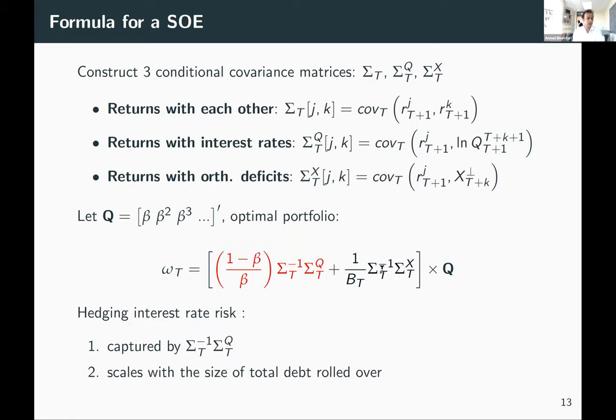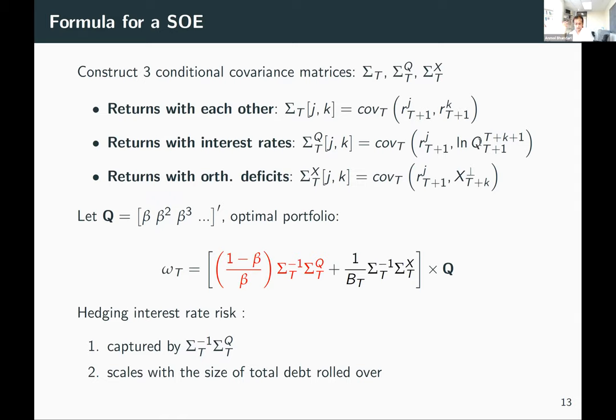Let me start with the first term, which determines the hedging of interest rate risk. As you can expect, the interest rate risk is given by a covariance over variance formula, but the covariance in the numerator is the covariance of returns with respect to current and future interest rates. Another result we see directly from this expression is that the relative importance of this interest rate risk depends on the level of the debt.